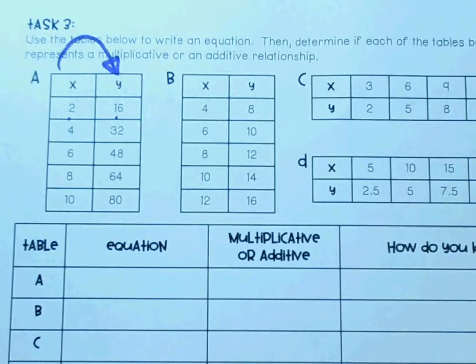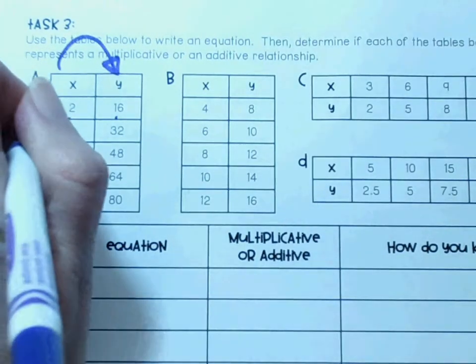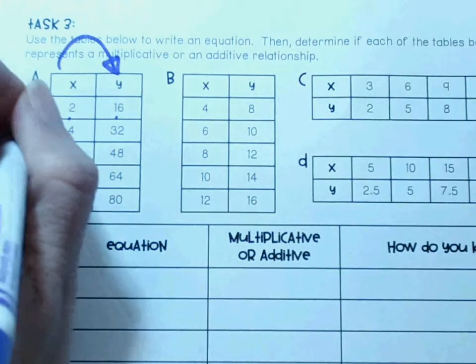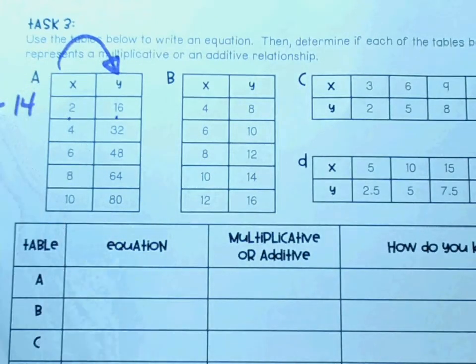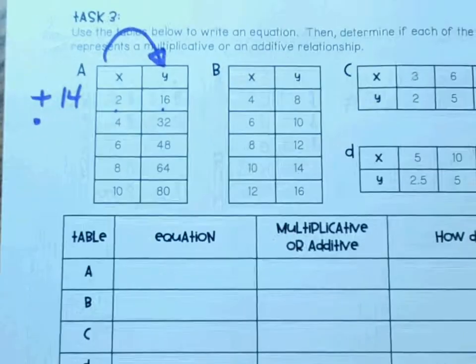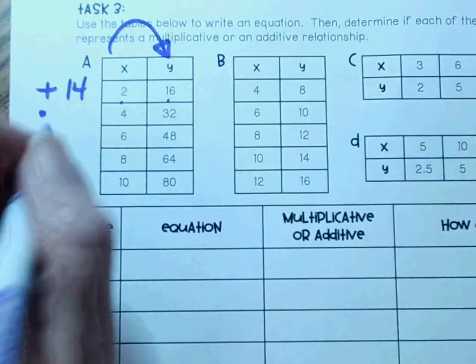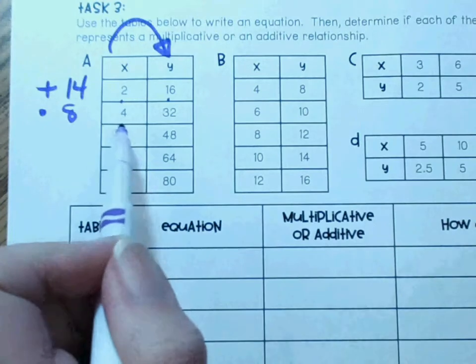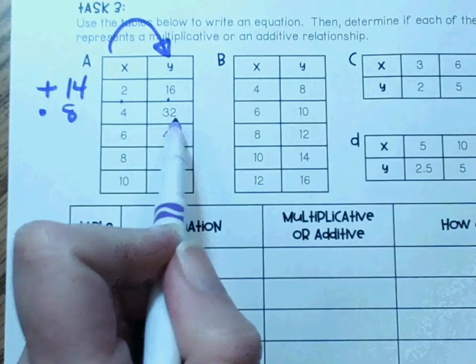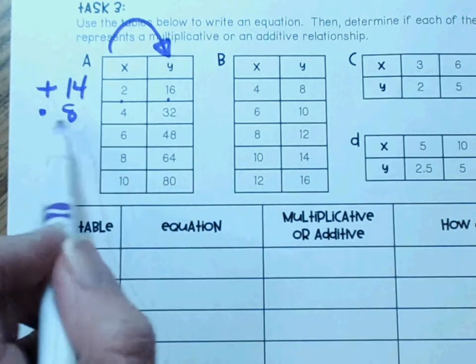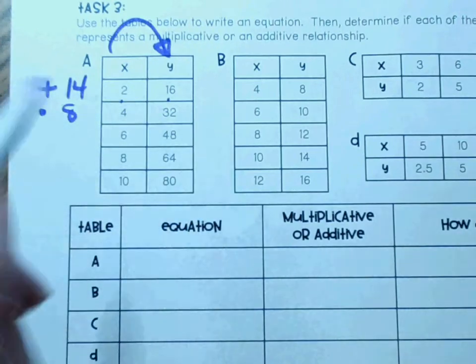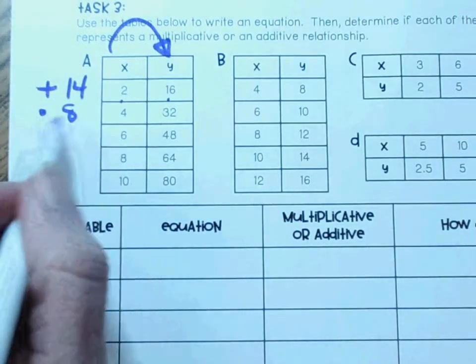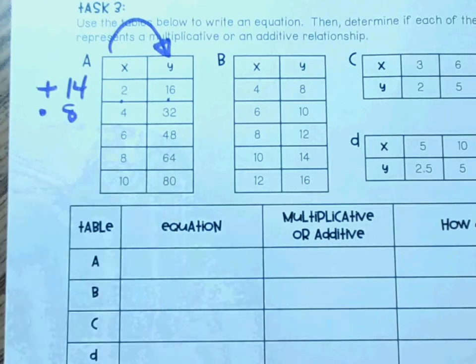Yep. Add. How much would you add to it? 14. And then we could also multiply. What can we multiply it by? Jordan? 8. Alright, so let's see which one works. So is 4 plus 14 32? Is 4 times 8 32? I like to check with 3. What's 6 times 8? 48.